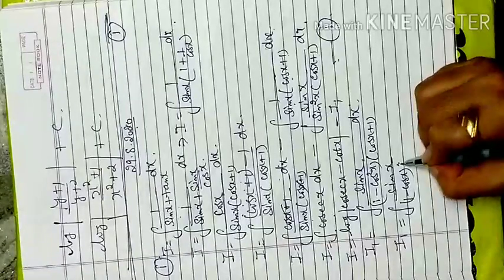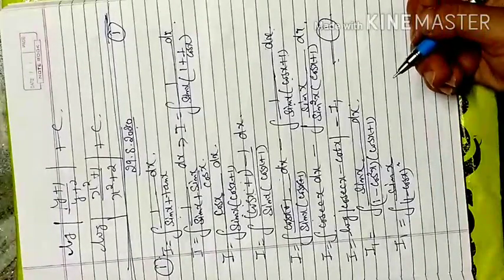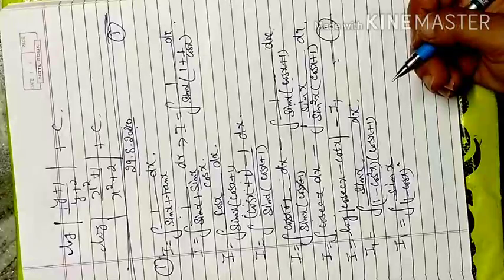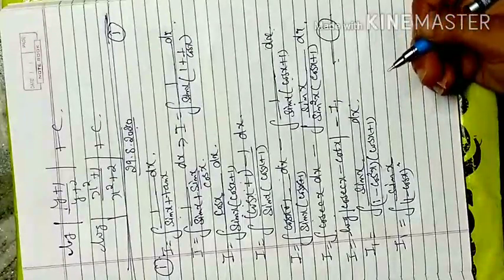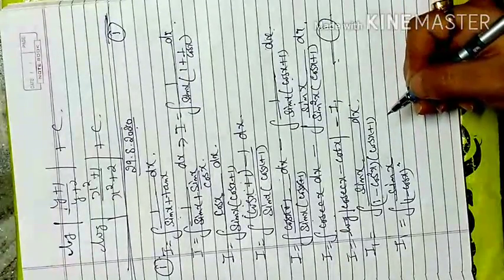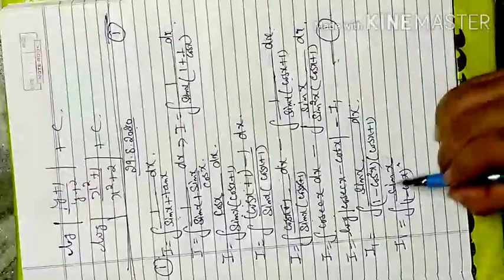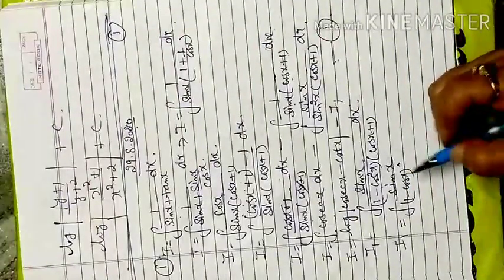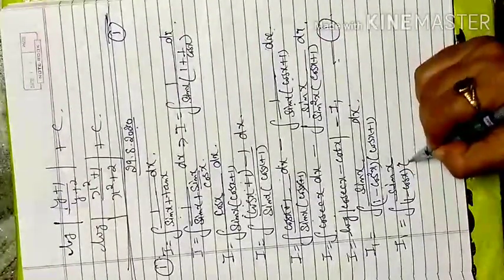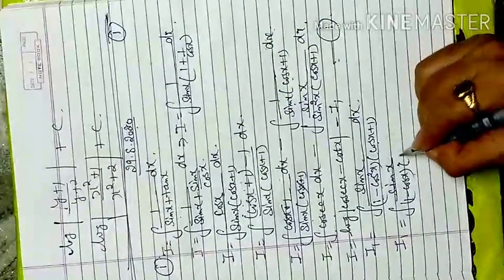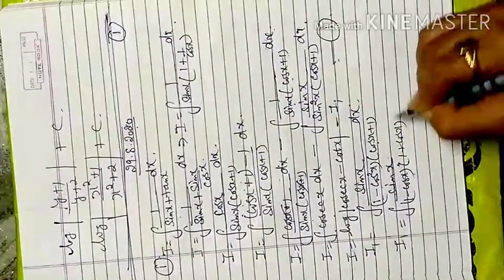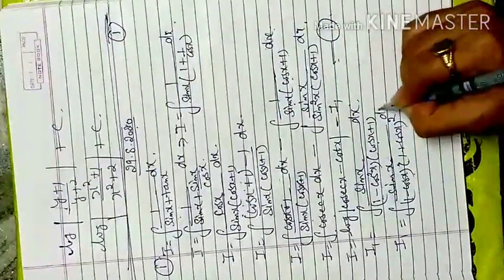I can directly apply the formula here, or I can go further with the factor method. It is up to me whether I combine it here, because if I apply the a square minus b square formula, 1 minus cos x, 1 plus cos x, and 1 plus cos x is already here, I can directly write 1 plus cos x whole square and dx.